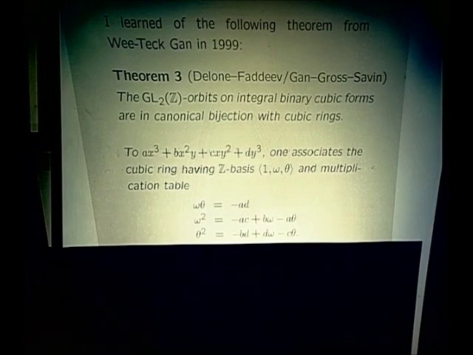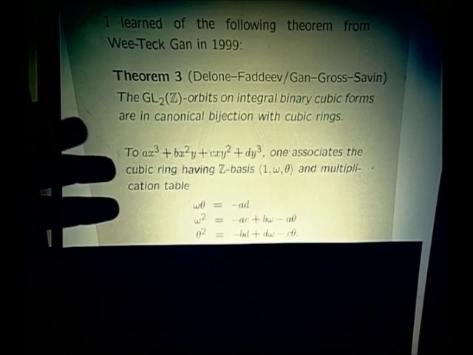And conversely, if you have a cubic ring, then you can always write the multiplication table in this form, you show. And then that gives you a binary cubic form, A, B, C, D. And if you do a GL2Z change of basis on the cubic ring, then the binary cubic form also changes by the action of that same element of GL2Z. So if you change the basis omega, theta to some GL2Z change of basis of omega and theta, then it'll act that same way on the binary cubic form. So that's why you get a natural bijection between GL2Z orbits on binary cubic forms and orders in cubic fields, basically cubic rings.